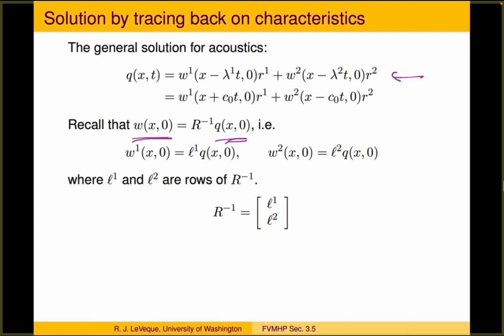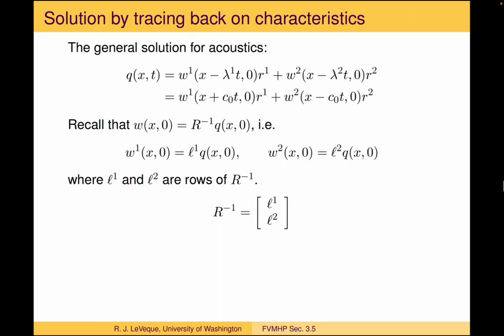Another way to look at that is when you multiply by R inverse, you're multiplying Q by the first row of R inverse or the second row of R inverse in order to get W1 or W2. So you can also think of the W's as coming by multiplying the Q vector by rows of the R inverse matrix, which are left eigenvectors of the matrix A.